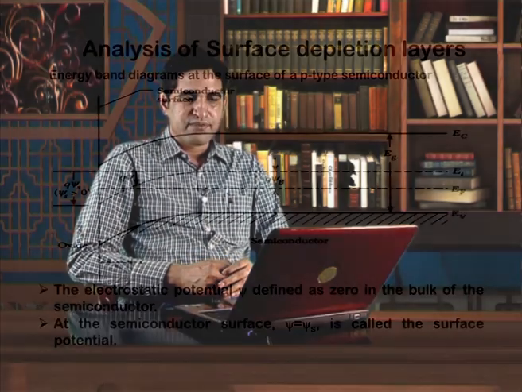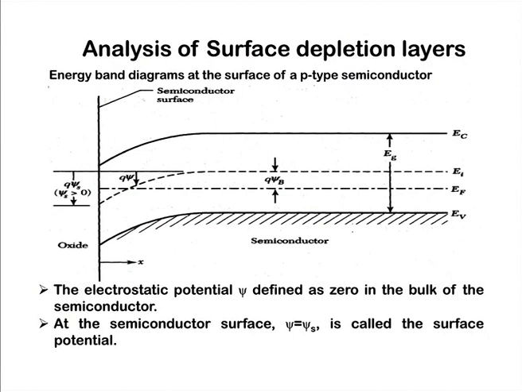Now, I will come to the analysis of the surface depletion layer. Here you can see the energy band diagram, and here we have defined the electrostatic potential. In the bulk semiconductor the electrostatic potential is 0, and the difference between Ei and EF we can define as q psi b. Psi b is the difference between the intrinsic Fermi level and the Fermi level, and at the surface the potential is equal to psi s. This is called the surface potential.